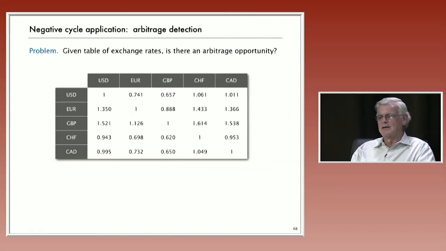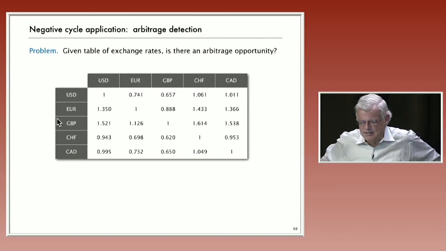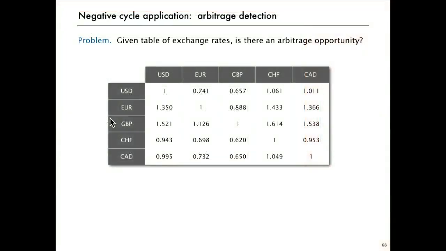And let's look at an application. This is an application that really motivates some people to understand shortest path algorithms. And the idea is currency exchange. And so these are typical numbers that you might see in a newspaper table, or nowadays in an app on your mobile device, that gives the exchange rates for various currencies.